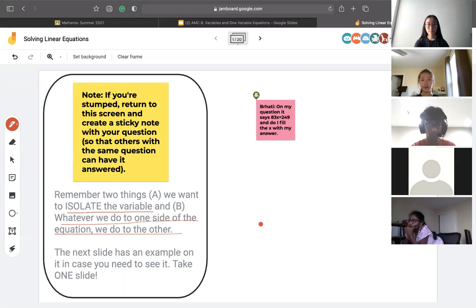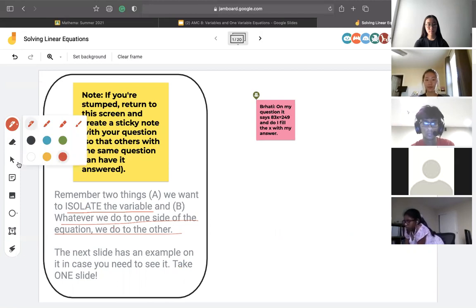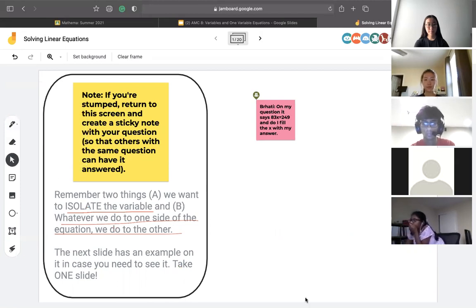What exactly do you mean by fill the X with my answer? The person who wrote their answer to the question on the sticky note on the first slide. If the answer is 3 for x, you would just write x equals 3. You don't have to replace it in the question.